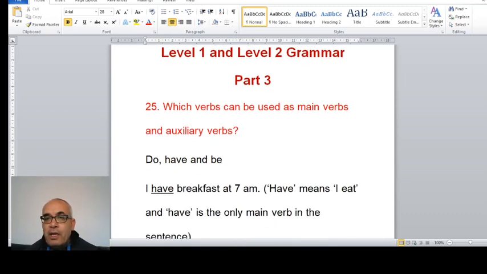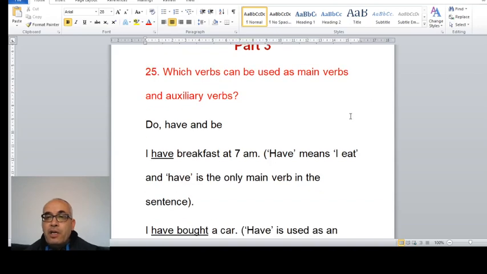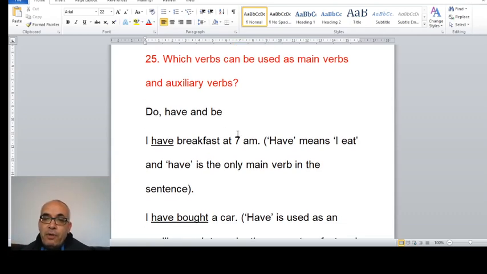Now, question 25. Which verbs can be used as main verbs and as auxiliary verbs? The answer is do, have, and be. When we use them as main verbs, it means they are the only verbs in a sentence. And when we use them as auxiliary verbs, it means we use them to make questions, to make negatives, and to make tenses.